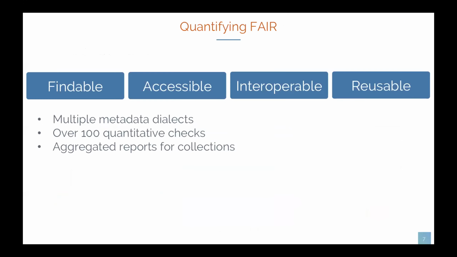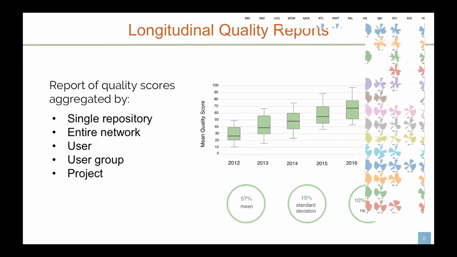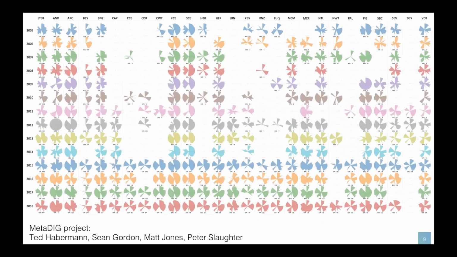One of the things that we're doing for that is to build one that's specifically focused on FAIR. We've developed over 100 quantitative checks for the findable, accessible, interoperable, and reusable parts of FAIR, and that allows us to build aggregated reports about metadata quality across these repository networks. That also lets us do time series analysis of where collections are going for repositories or for users or user groups, and look at how they're faring against these different metadata recommendations that are in the community. We can also do both spatial and longitudinal analyses of that metadata quality using that set of tools.